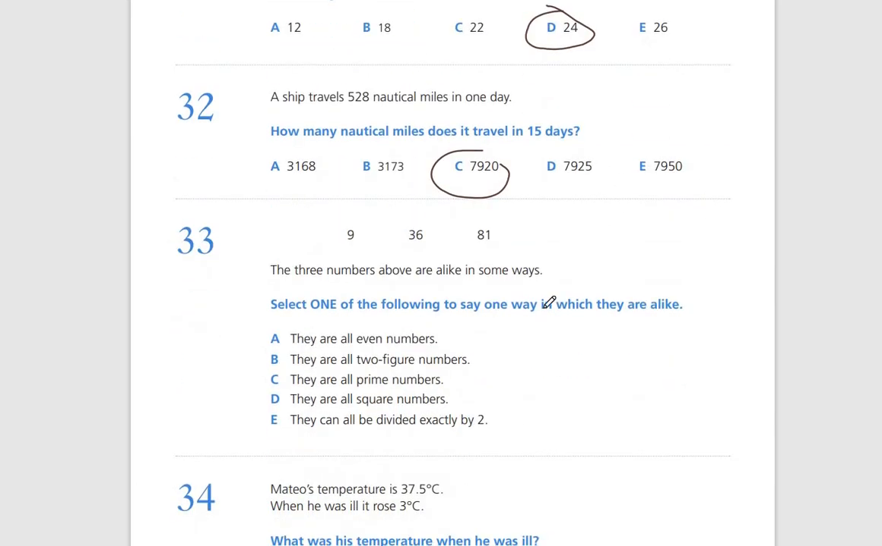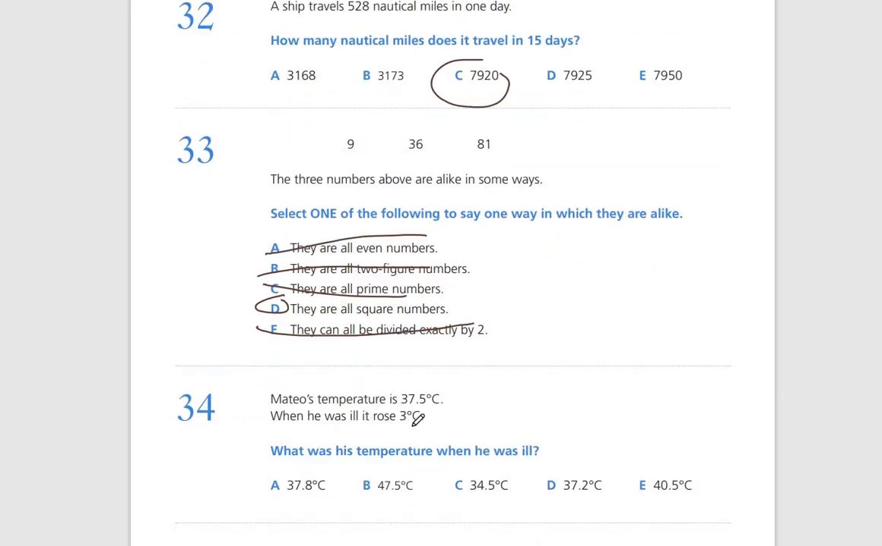So that's number 33. We just need to say one way in which they are alike. Are they all even numbers? No, because 9 and 81 aren't even numbers. Are they all 2 figure numbers? No, because 9 is a 1 figure number. Are they all prime numbers? No, because 36 can be divided by 3 and 2, and 9 can be divided by 3. They are all square numbers. Yes, because 3 times 3 is 9, 6 times 6 is 36, and 9 times 9 is 81. And we'll just look at E. They're all divisible by exactly 2? 81 is an odd number, meaning that it cannot be divided by 2. So, no, meaning the answer is D.